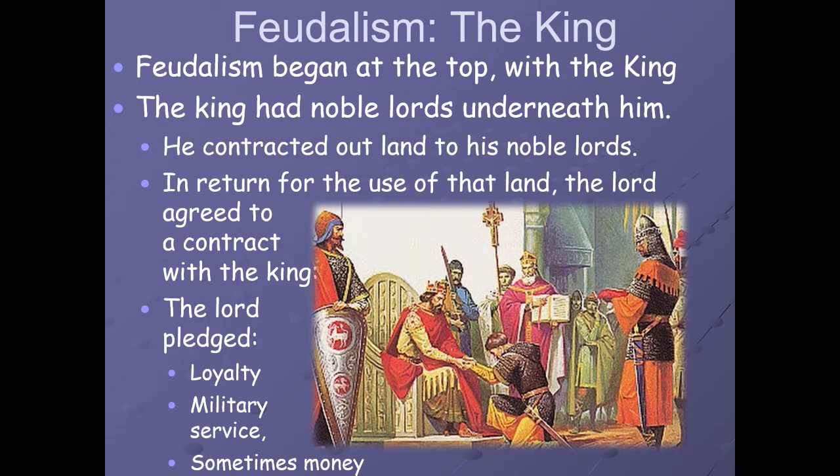Feudalism began at the top with the king. The king had noble lords underneath him. He contracted out land to his noble lords, and in return for the use of that land, the lord agreed to a contract with the king. The lord pledged loyalty, military service, and sometimes money. And here's a picture of this lord right here pledging himself to his king.